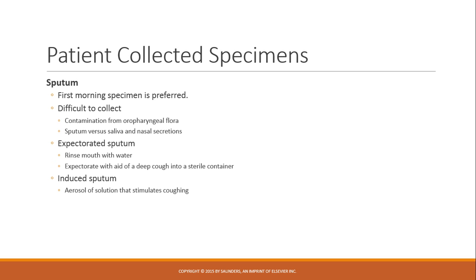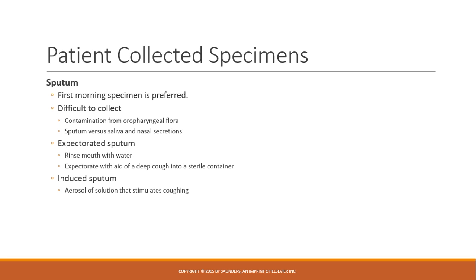Sputum is also a very commonly collected patient sample. Kind of difficult to collect. You want to get a first morning specimen. They've been laying in bed for several hours. Things have built up. It's very commonly contaminated with oropharyngeal flora. What we want to avoid is the saliva and the nasal secretion, just the spit that's in the mouth. What we want to get is a deep loogie, deep in the chest.